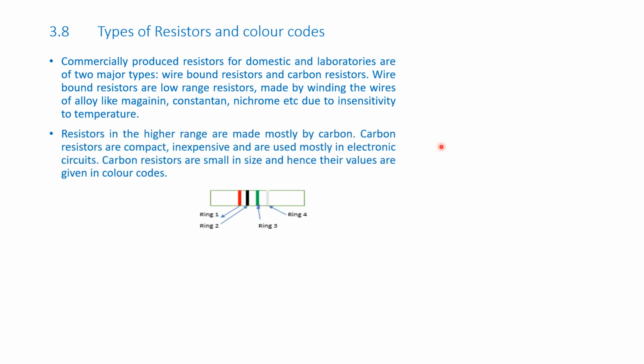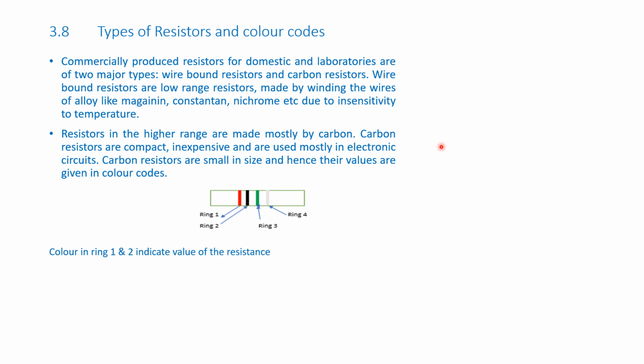Resistors in the higher range are made mostly of carbon. Carbon resistors are compact, inexpensive and are used mostly in electronic circuits. Carbon resistors are small in size and hence their values are given in color codes. The color codes are embossed on the body of the resistor as rings. There are 4 rings, ring 1, ring 2, ring 3 and ring 4 as shown in the diagram below.